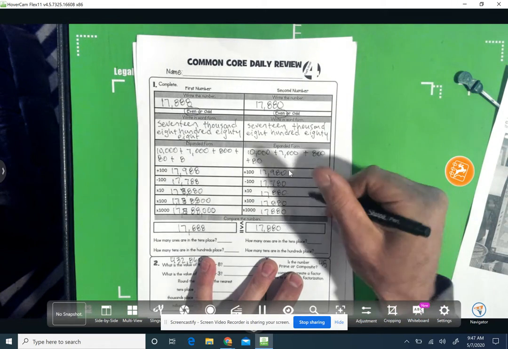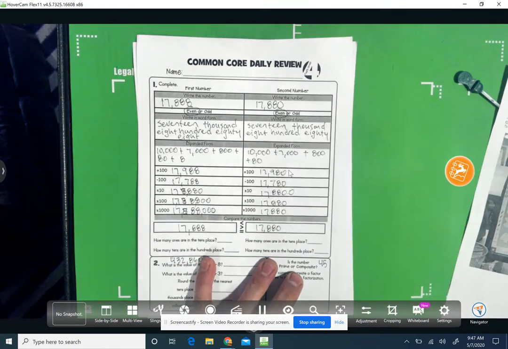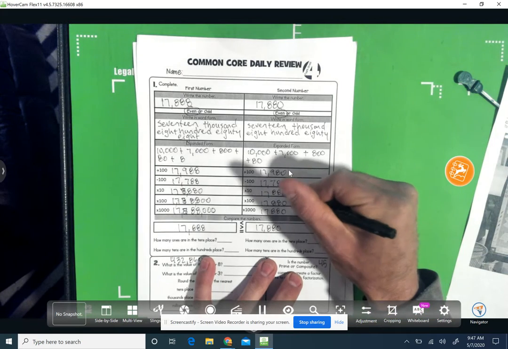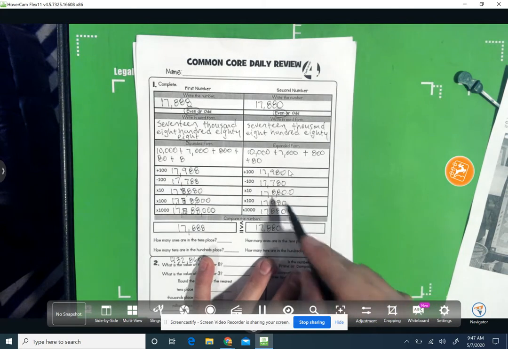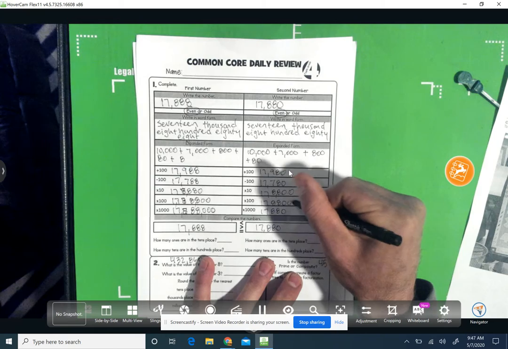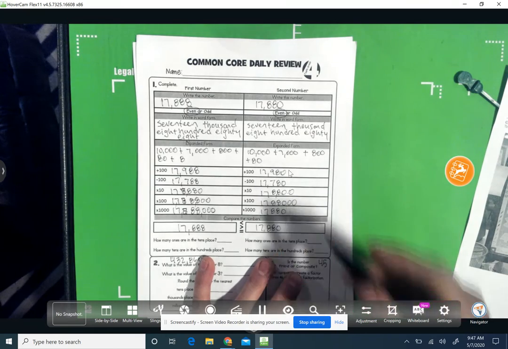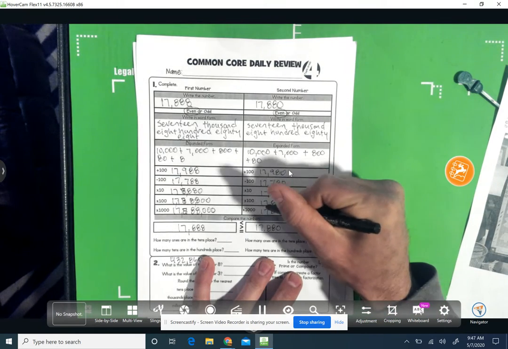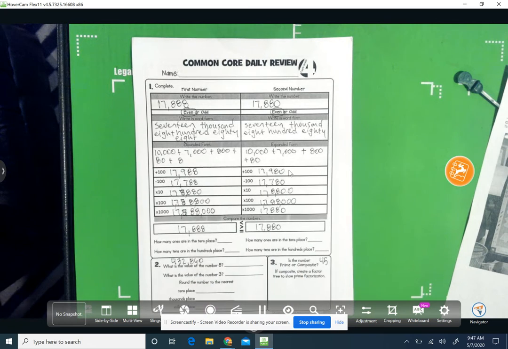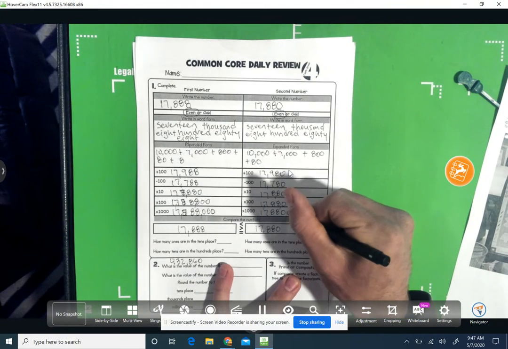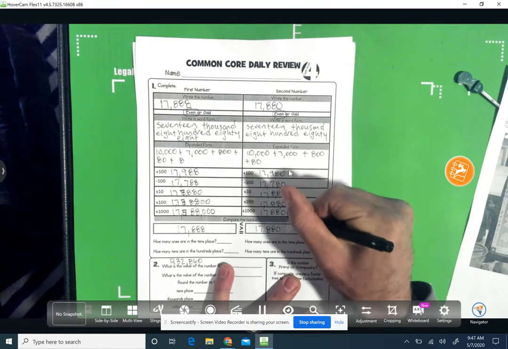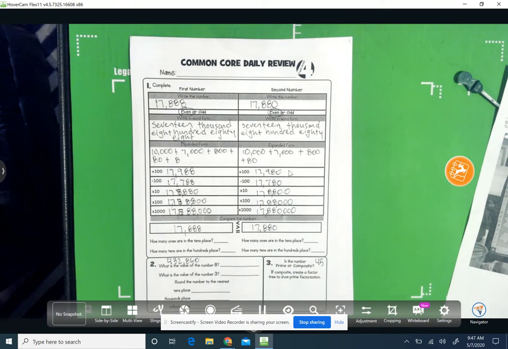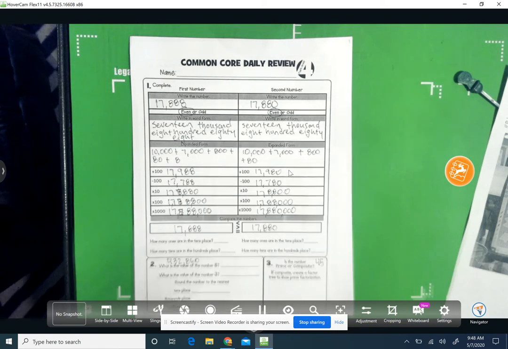Okay, over here, we're going to add a 0 when multiplying by 10, ones, tens, hundreds, comma, 178,800. Add 2 zeros when multiplying by 100, ones, tens, hundreds, comma, ones, tens, hundreds, comma, 1,788,000. And then we will add 3 zeros when multiplying by 1,000, and we end up with 17,880,000.